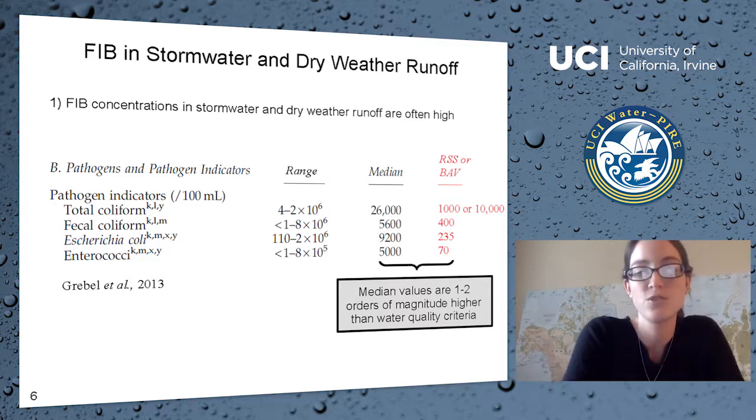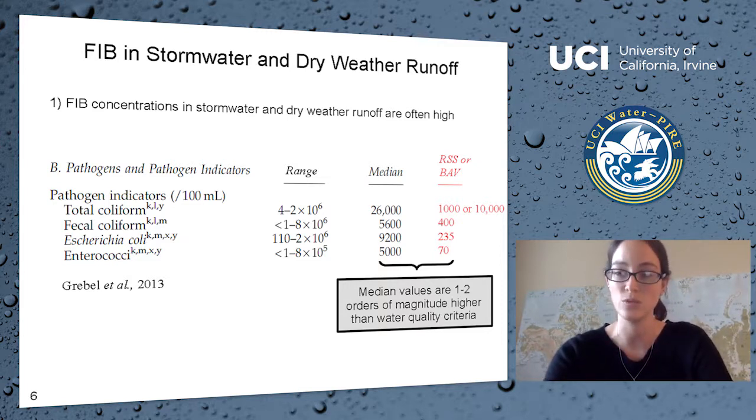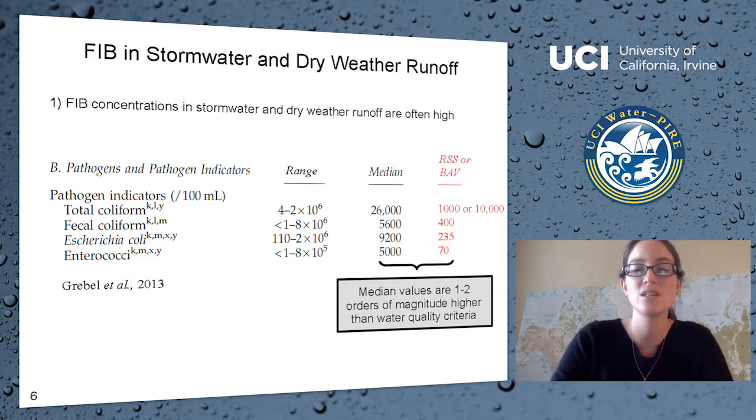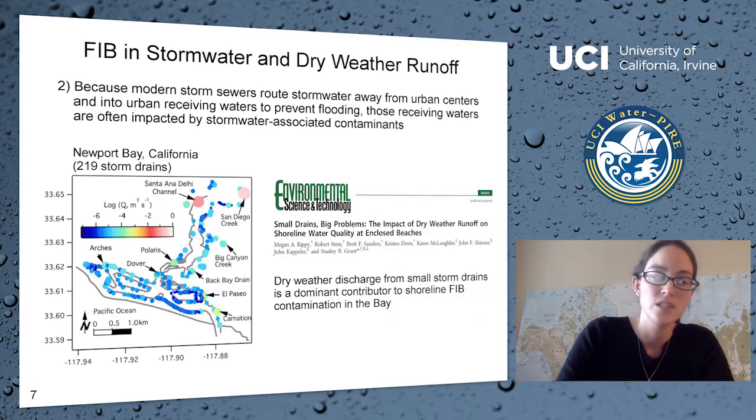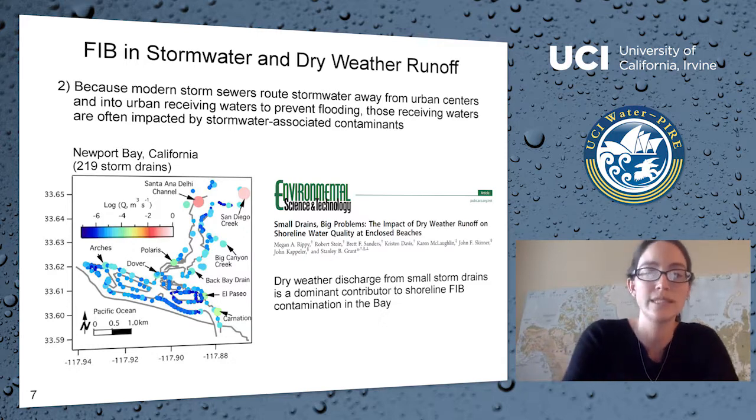And they show that the ranges for these fecal indicator bacteria are quite broad. They can get up to about 10 to the 6 bacteria per 100 mL. The medians are also quite high, and if we compare them to the Beach action values in red on the far right, we can see that the median values in stormwater can be 1 to 2 orders of magnitude higher than our water quality criteria. So this really means that, moving on to slide 7, because our modern storm sewers tend to route stormwater away from urban centers and into urban receiving waters to prevent flooding, those receiving waters are often impacted by stormwater-associated contaminants like fecal indicator bacteria. And this is really nicely illustrated by Newport Bay, California.